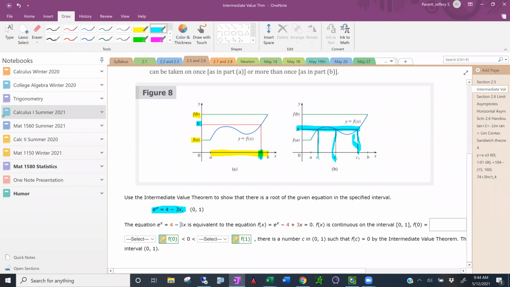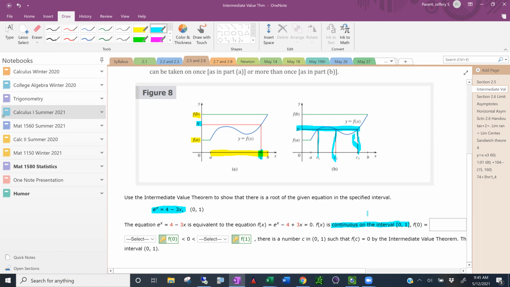So let's look back here. This equation is equivalent to this function equaling 0. They use an f of x instead of an h of x like I did. F of x is continuous on the interval 0 to 1. That has to be true. If your function's not continuous, the intermediate value theorem won't hold.